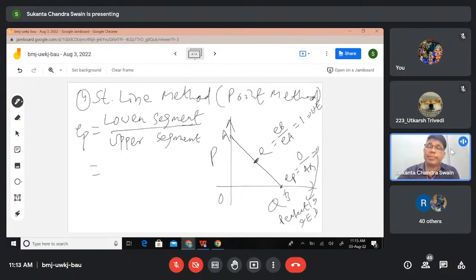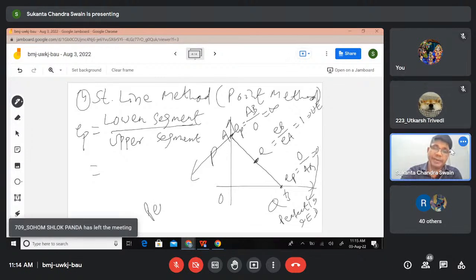Similarly, at point A, EP will be, we can say, infinite. Lower segment, that is the entire demand curve, by upper segment 0, that is infinite. What is it now in the type? Perfectly elastic.